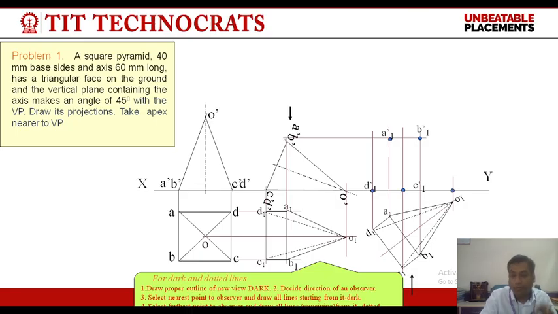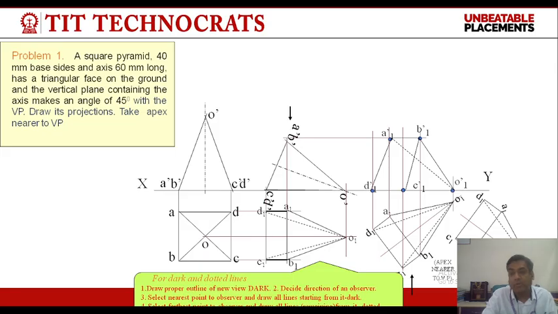Now, for joining the points, as the base is away from XY line, this base will be visible in the front view. So first we will join this outer boundary like this, and as O1 A1 is towards the XY line, this line will not be visible in the final view, so we will draw this line using dotted lines.